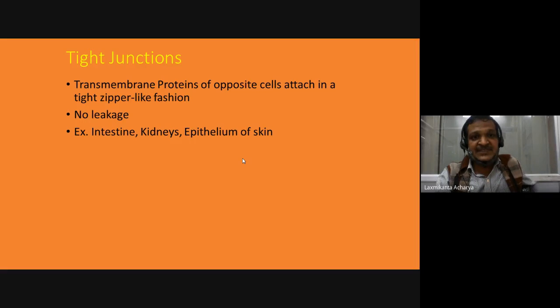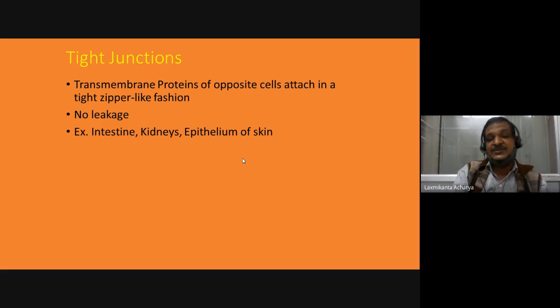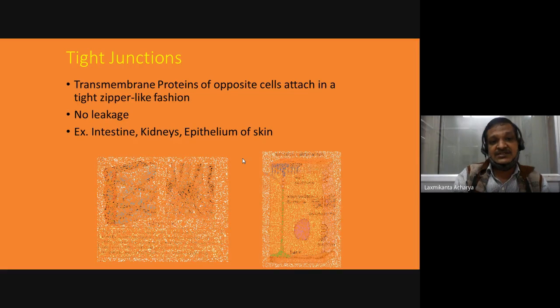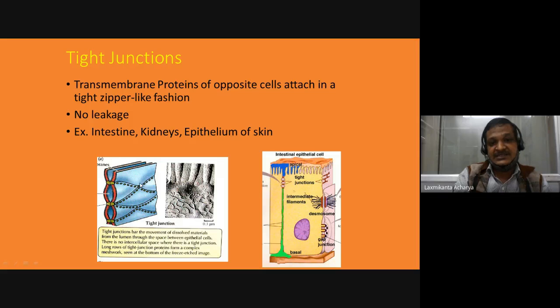Let us see. So these transmembrane proteins of opposite cells attach in a tight zipper-like fashion, and there is no leakage here. See, just like a zip. So there is no leakage, and you can find this tight junction in the intestine, kidney, and epithelium of skin. Okay.